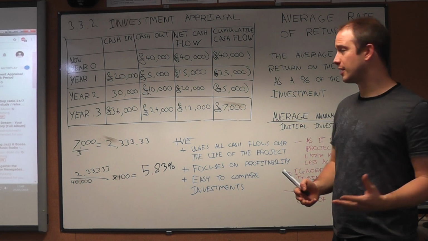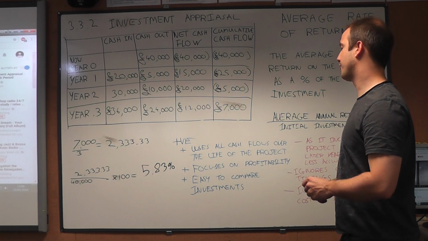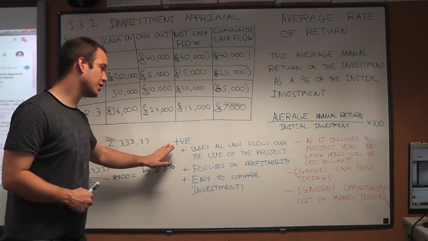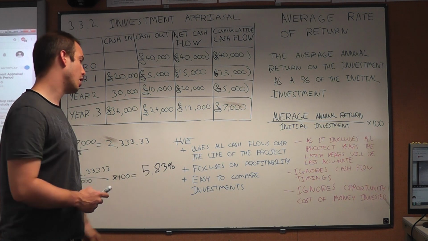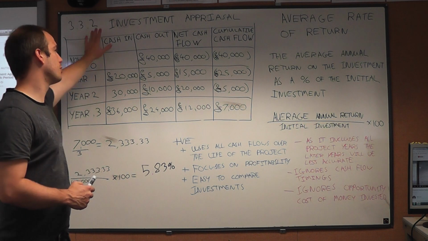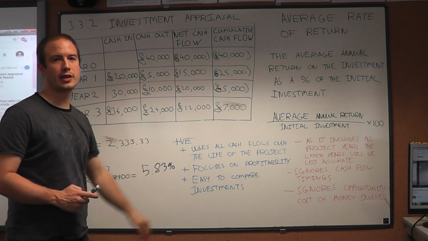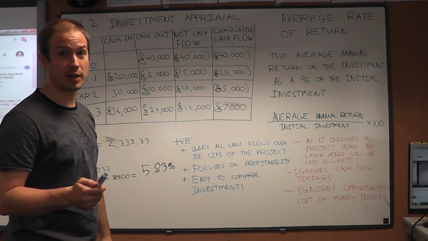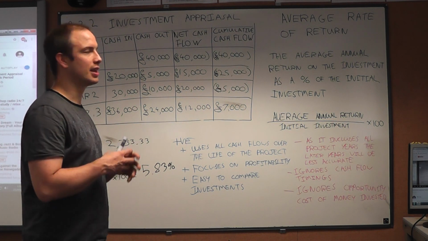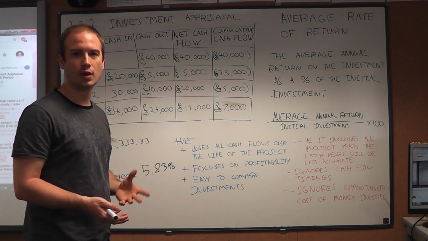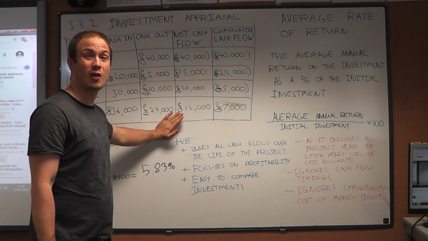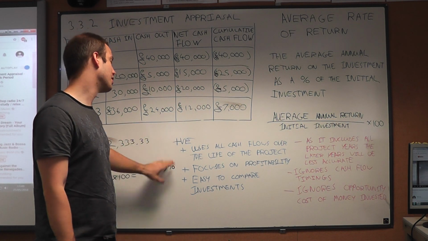There are some positives and negatives to using the average rate of return. First of all, it uses all the cash flows over the life of the project. That means it takes into account every cash flow from every year of the project. Some investment appraisal techniques don't do that, particularly the payback period, because it only looks as far as the investment is able to pay itself back. Beyond that, it doesn't take that into account. The average rate of return does.